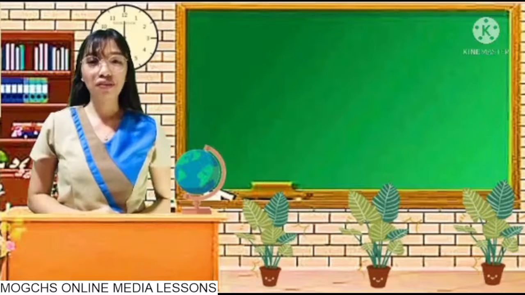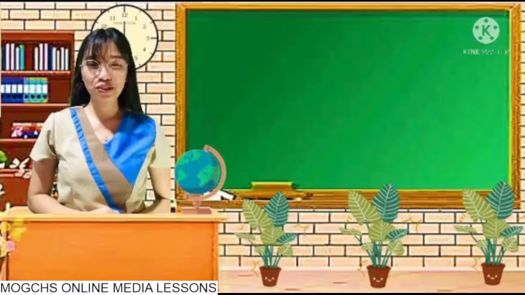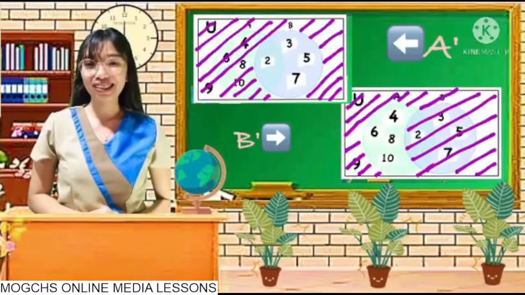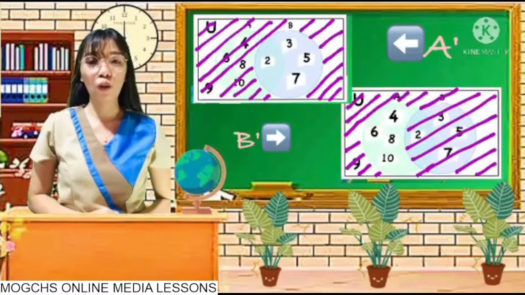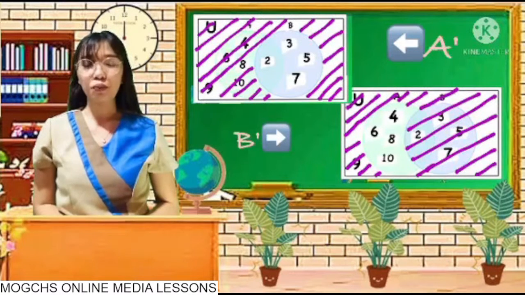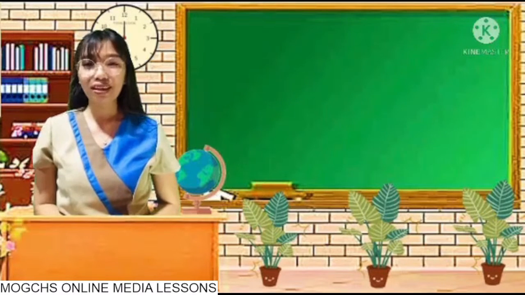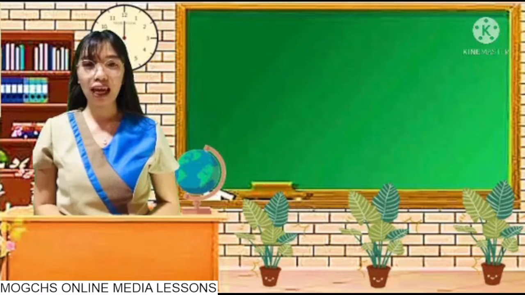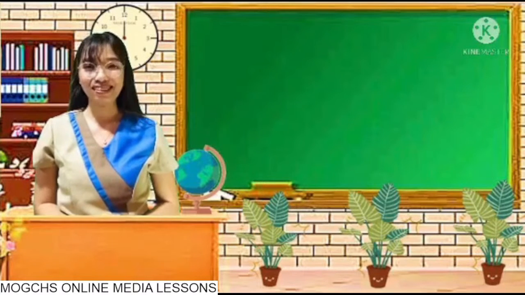To show it in our Venn diagram, look at your screen. As you notice, the shaded region on our Venn diagram for A prime are the elements that are not found in A. And so with our B prime, the shaded region are elements that are not found in set B. We are doing a very good job, and we are halfway through our lesson.